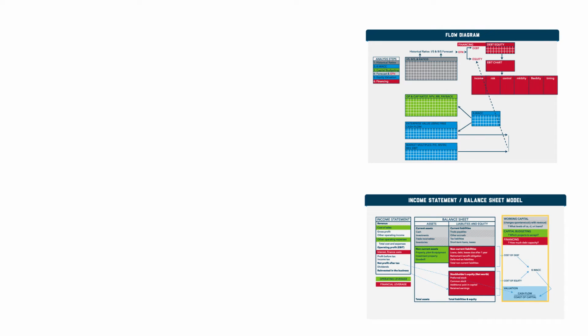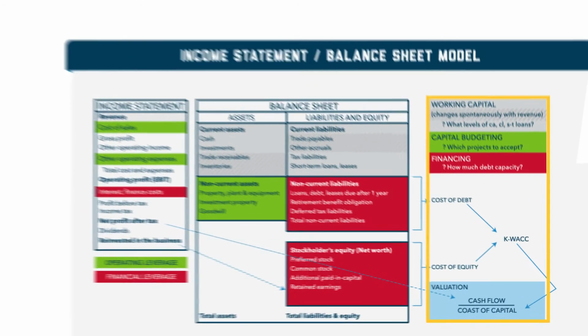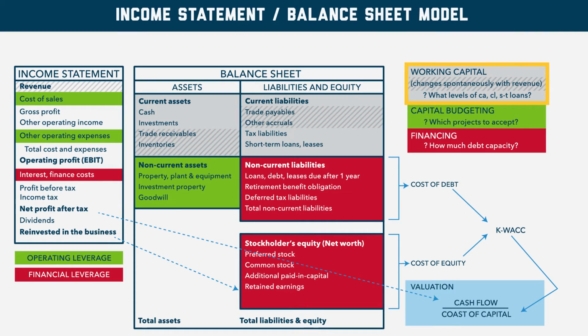The right side of the ISBS model lists working capital in gray, capital budgeting in green, financing in red, valuation in blue. The first 3 points are the areas where managers make policy. The fourth one is the culmination of financial policy, bringing together the results of working capital policy, capital budgeting policy, and financing policy as reflected in the value of the business.